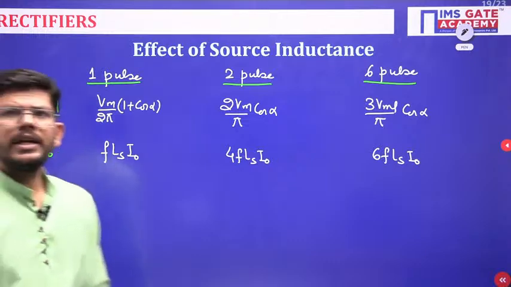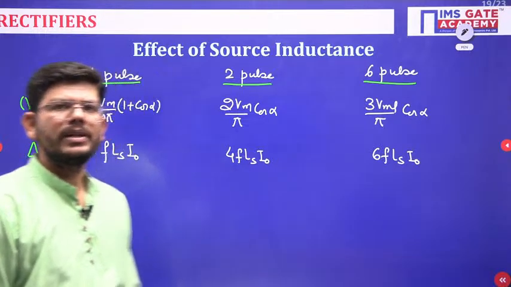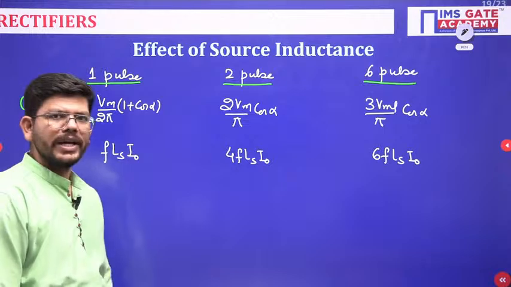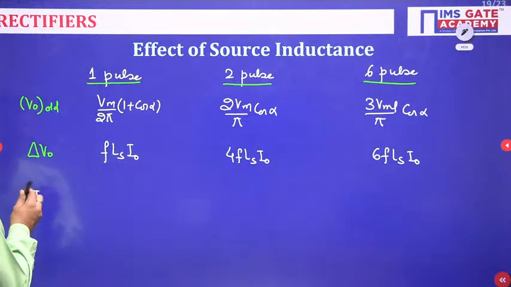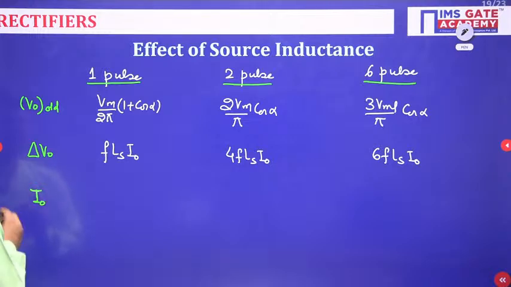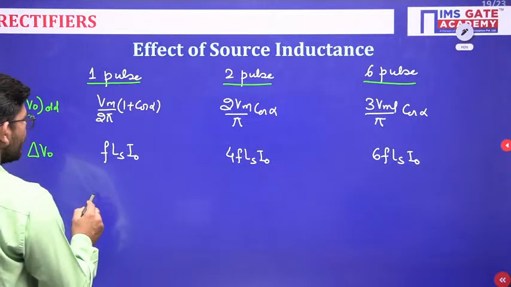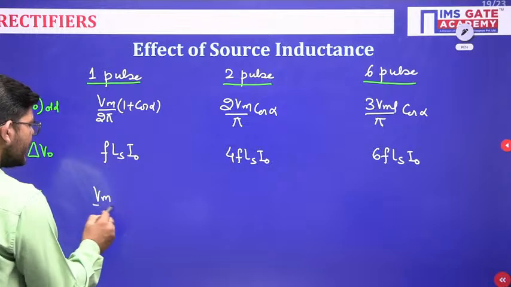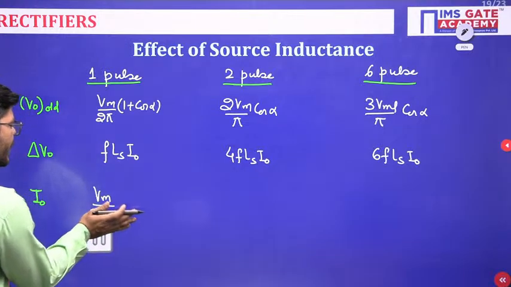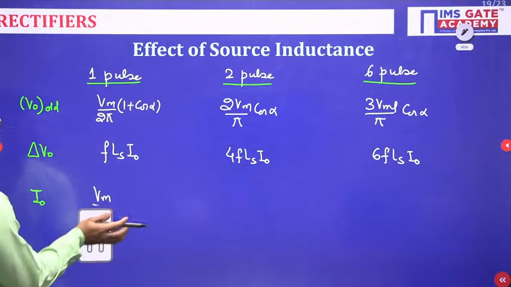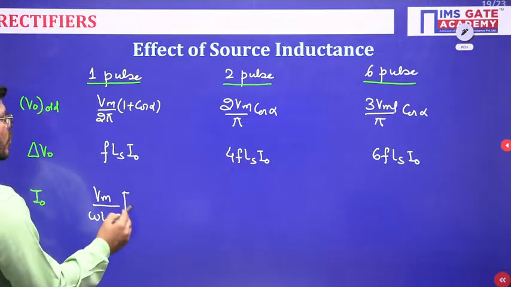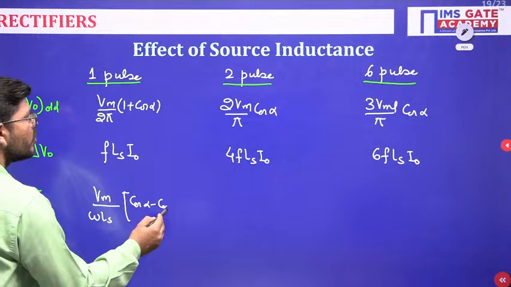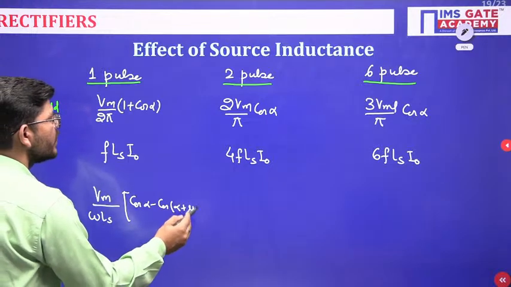Sir, what will be the current expression in 3 pulse converter? Same, Vm by 2 omega ls. Okay, current expression will be here only in single pulse converter it is Vm by omega ls only. Just see, Vm by omega ls times cos alpha minus cos alpha plus mu.